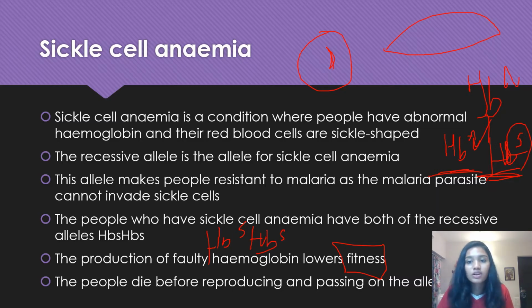This also is a result of selective pressure and natural selection because sickle cell anemia causes people to die. So nature dictates that it shouldn't be present in your genetic code. Because people die before reproducing, the HBS allele is not passed on. However, we have also discussed that the allele makes people resistant to malaria. So now we will see how this allele, the HBS allele, is kept in the population.